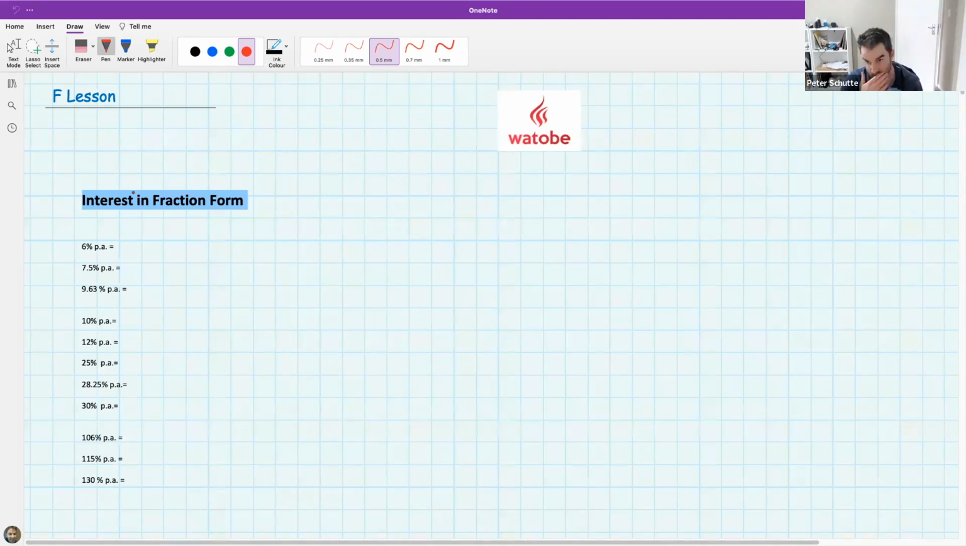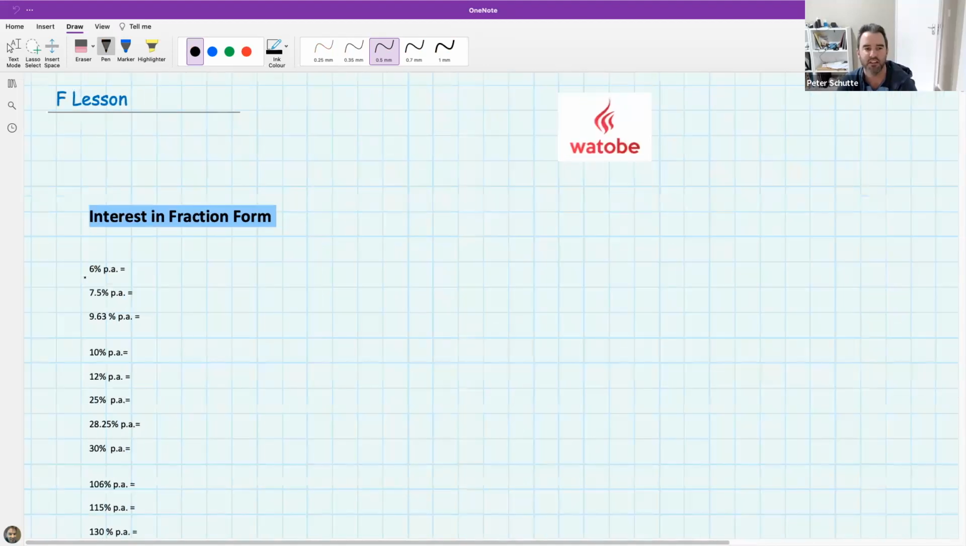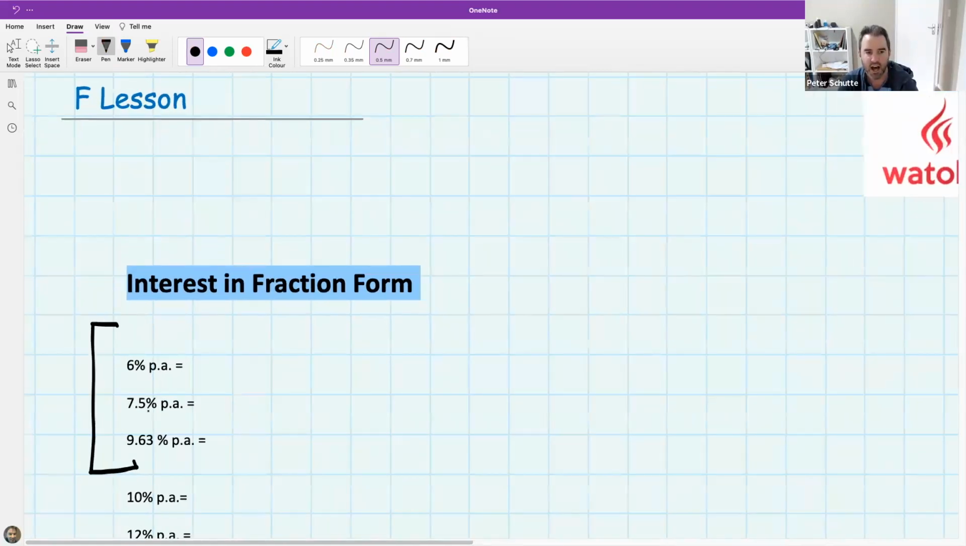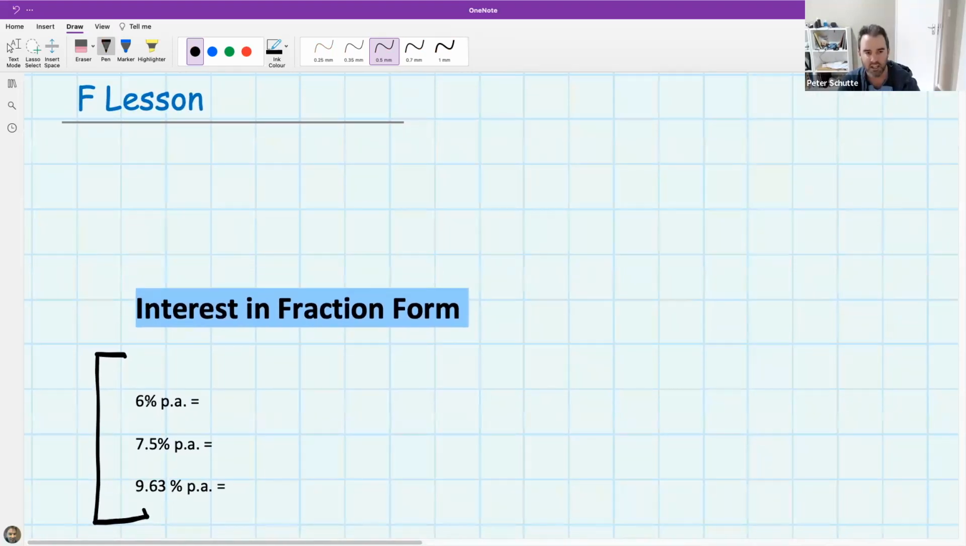Today's lesson is about financial maths, and I want to start with you guys doing a little bit of fraction stuff. So often we deal with interest, and in this very first exercise, you'll see the writing 6% PA, or per annum, per year, 7.5% per annum, and 9.63% per annum. I want you to write these interest percentages as decimals.